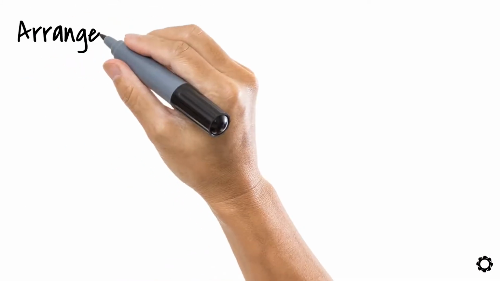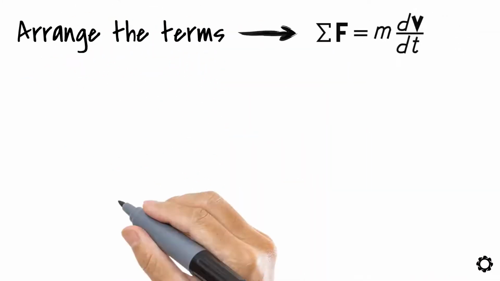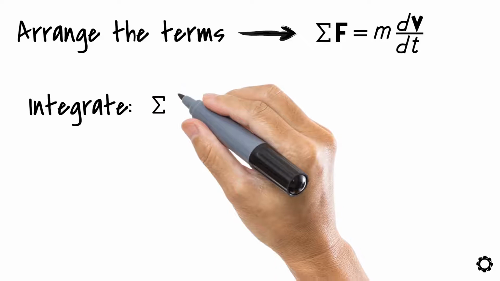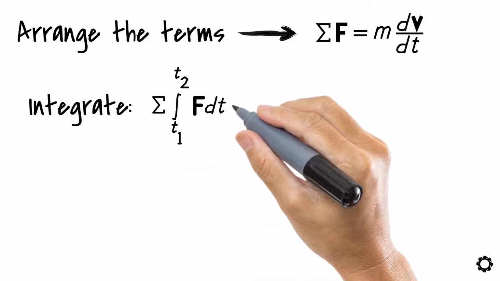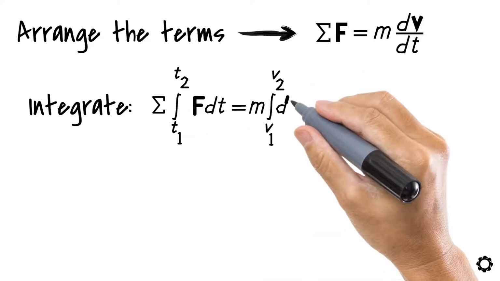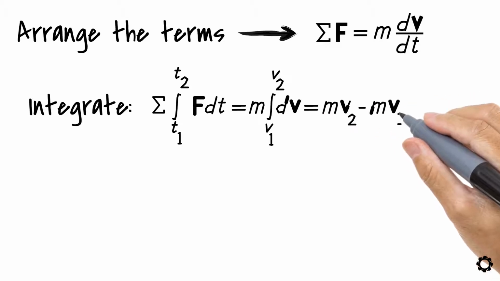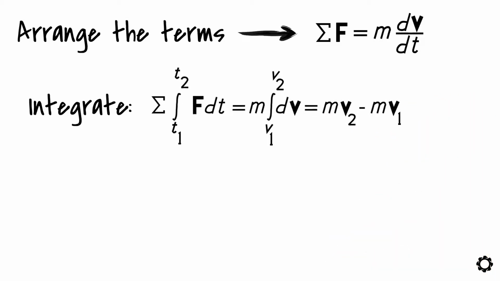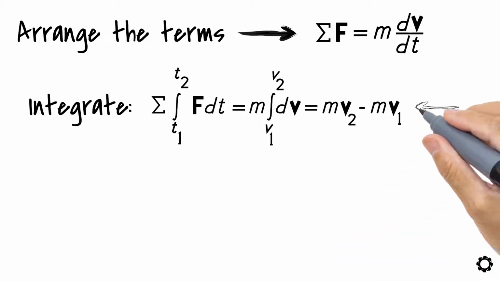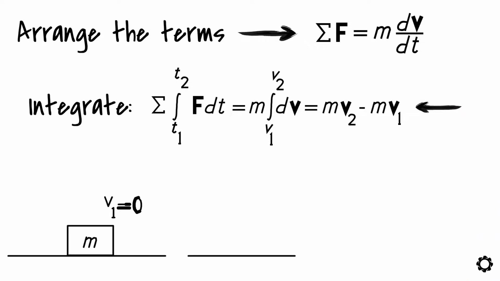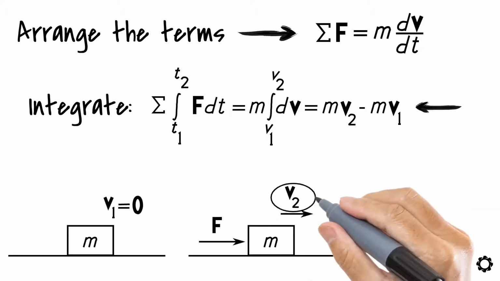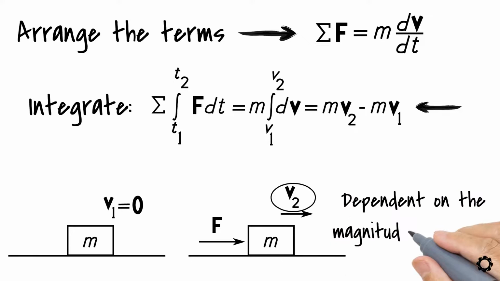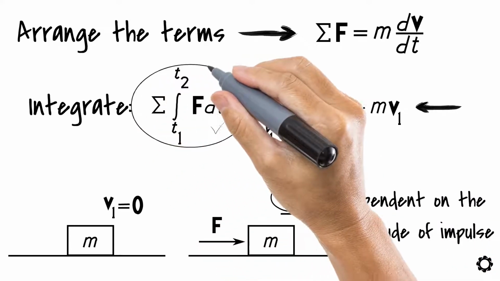If we arrange the terms in Newton's second law and integrate both sides between the initial and end limits, we end up with the following expression. From this equation, it's quite clear that the final velocity of the box, v2, is dependent on the magnitude of impulse, which is determined from the left side integration in this equation.